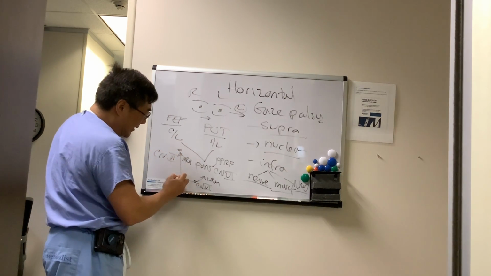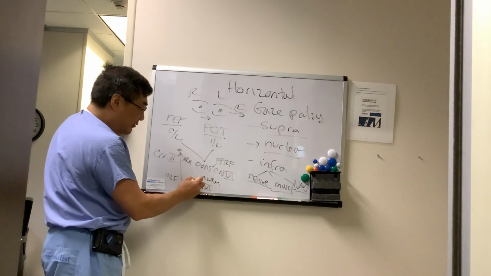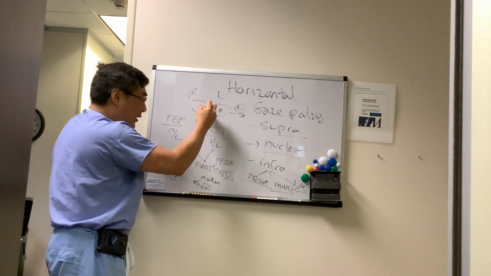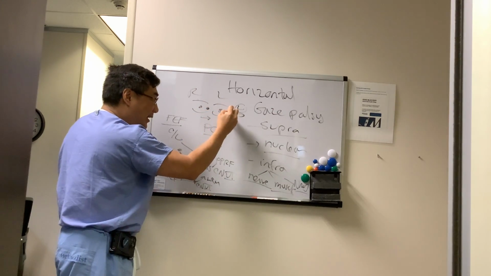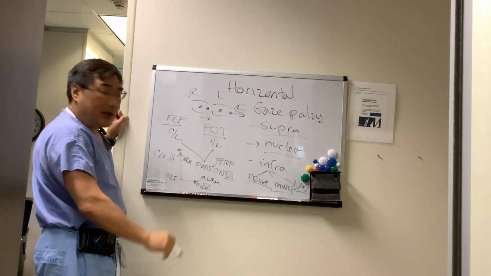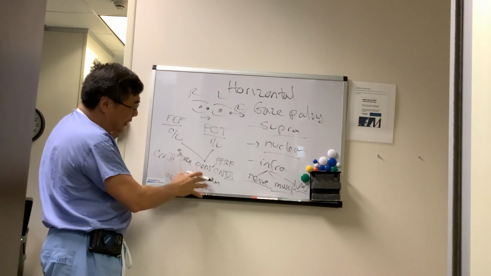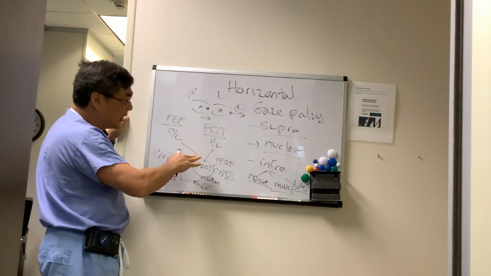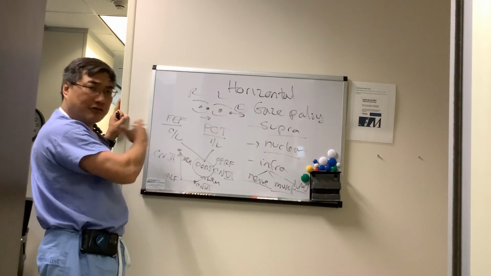And that thing is called the medial longitudinal fasciculus. The medial longitudinal fasciculus coordinates and yokes together the medial rectus of one eye to the lateral rectus of the other eye. And so when you have supranuclear input to the horizontal gaze center in the pons, it makes your eyes look to the left or to the right.